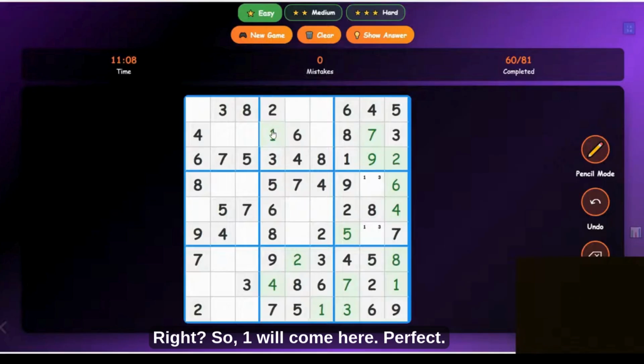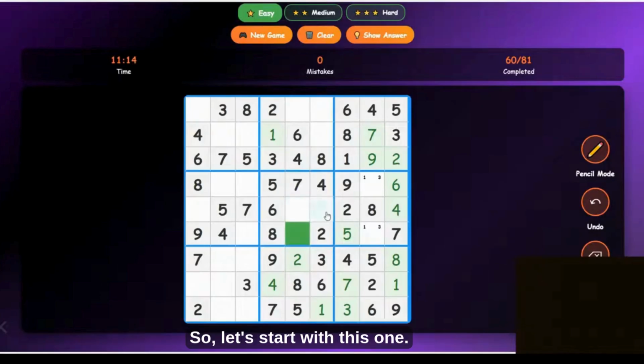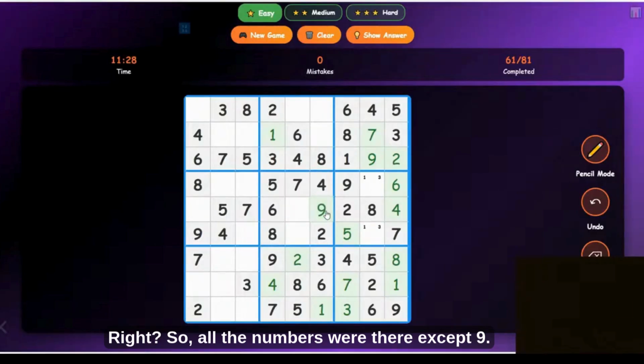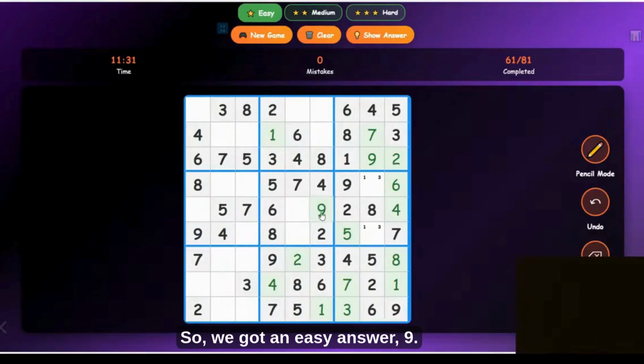Perfect. Now let's look at this square big box because there are 3 cells missing. So let's start with this one. We have a 1 here, 2 here, 3 here, 4 here. We have a 5, 6 and 7 here. 8 is also there. So what is remaining? 9 is remaining, right? So all the numbers were there except 9. So we got an easy answer, 9.